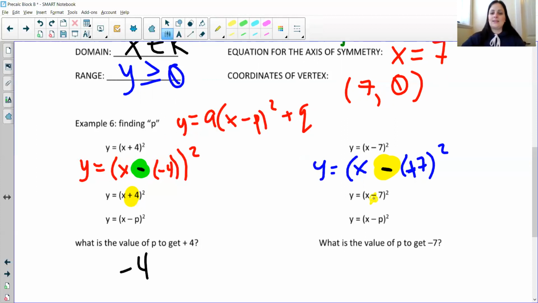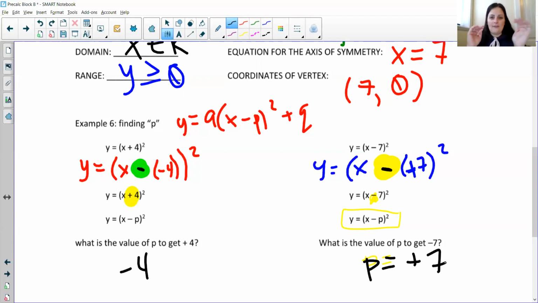So that's why the format is actually x minus p, and that's because if we put in a -7, it would become x plus 7. It would move us in the +7 direction. So what is the value of p to get -7? Well, p would have to equal a +7. If you were going to put it into that formula right here, p would have to be a positive value.